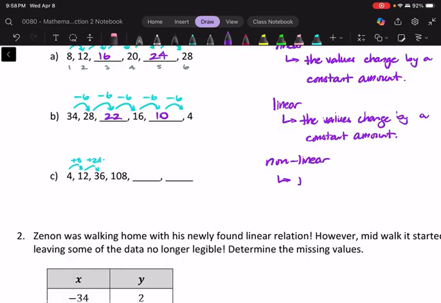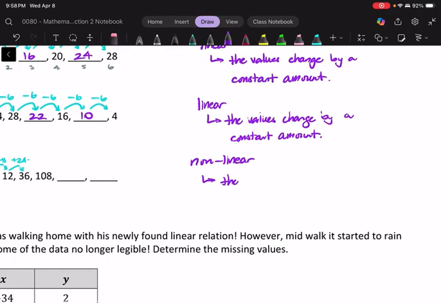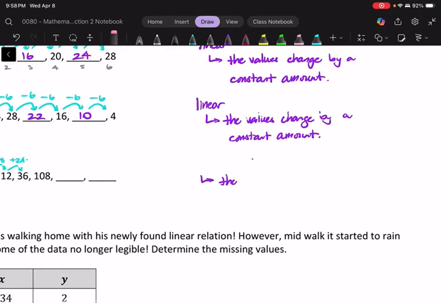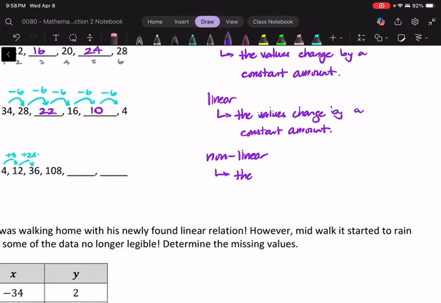And that is because the values... Oh, sorry, that writing is gross. Let me just adjust that. So this is non-linear. And that's because the values, sorry, messy writing again, do not change by a constant amount.